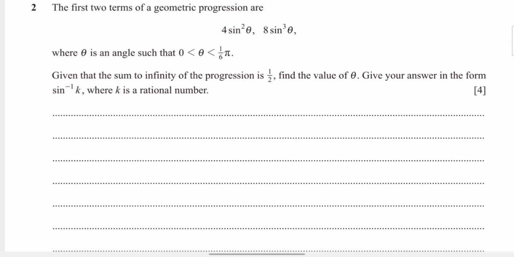of theta and give your answer in the form arcsine or sine inverse k, where k is a rational number. And we know that a rational number is a number that can be expressed as a fraction, be it negative or positive. Right? And since the question said it's a geometric progression, we know it is something to do with a common ratio, right? So if we say the second term over the first, we'll get that common ratio, right?